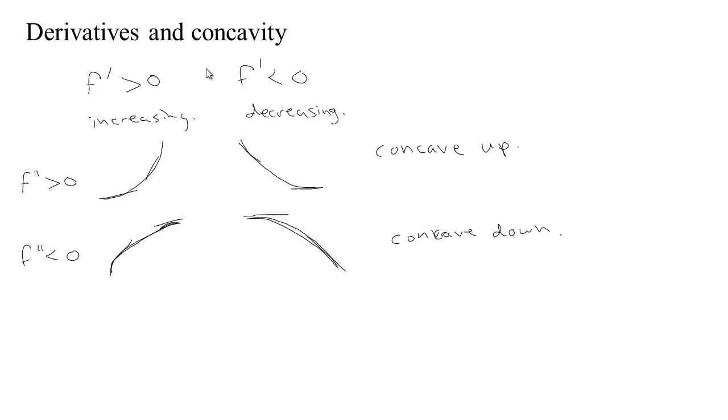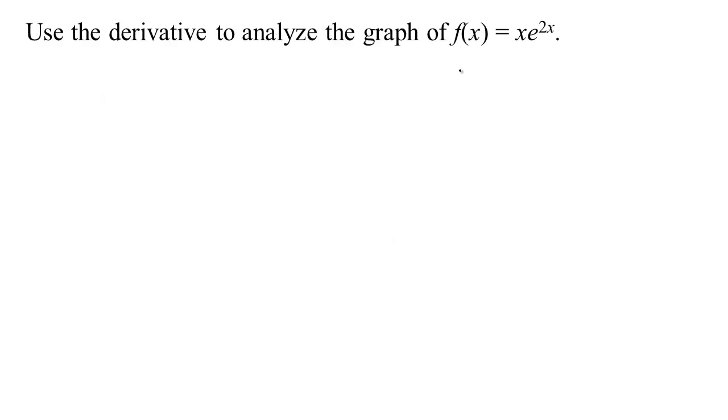So the sign of the first derivative tells you whether the graph is increasing or decreasing. The sign of the second derivative gives a little bit of a bend to the graph. If the second derivative is positive, you have something that looks like it's part of a bowl up, it's concave up. If the second derivative is negative, it looks like it's part of a bowl down, it's concave down. We could use the derivative to analyze a function that we may have never met before.